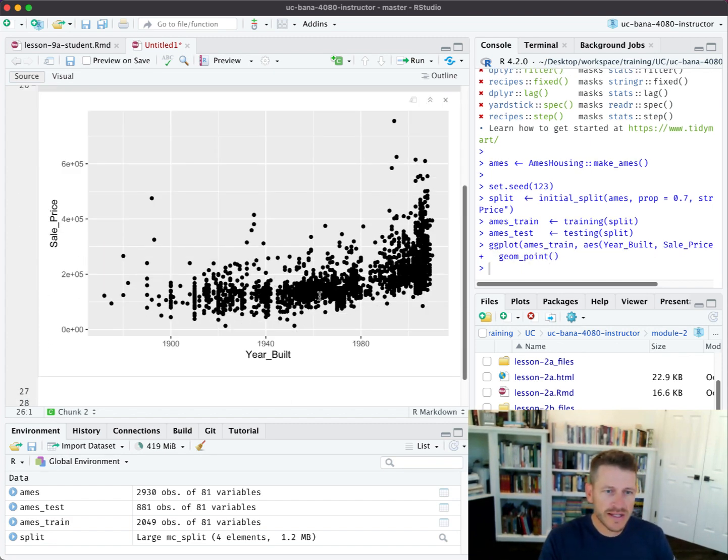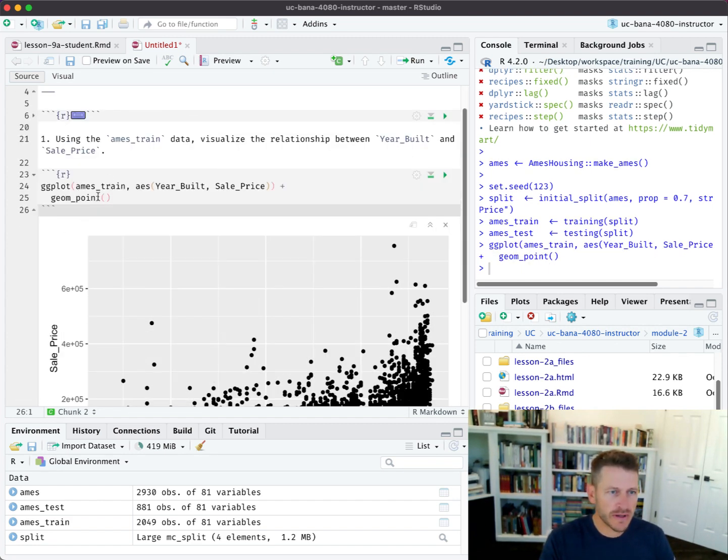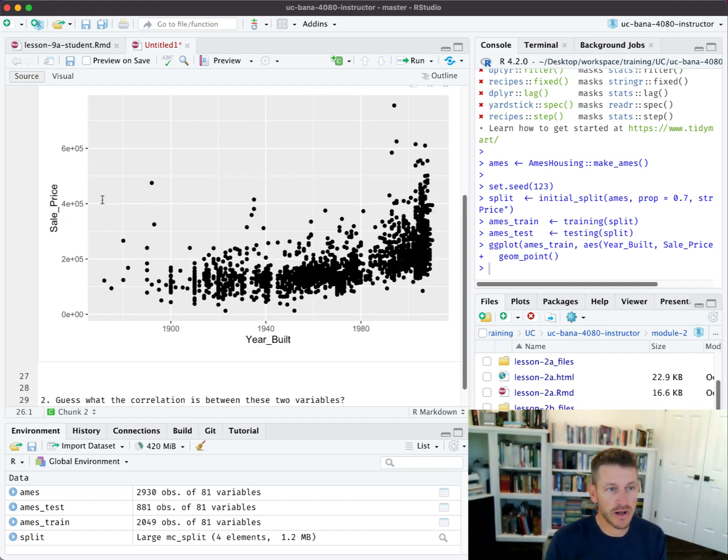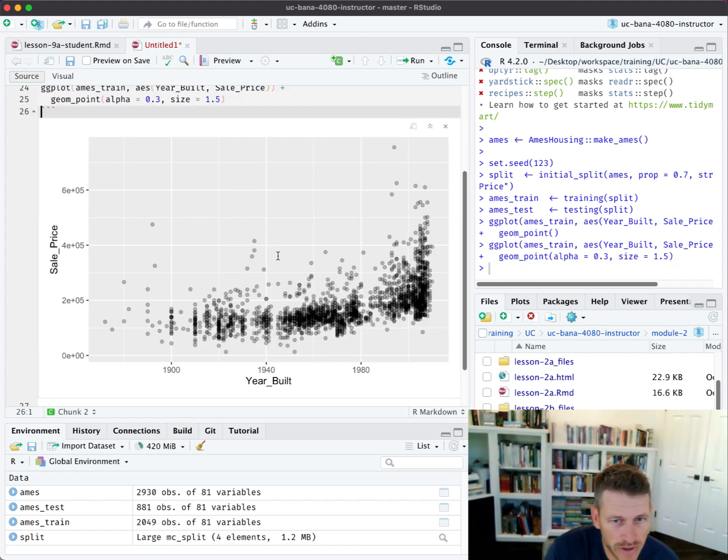And so we can see we have this relationship here. Let's go ahead and make some minor modifications just to make it easier to see. We have a bunch of grouping of points, and let's go ahead and make them a little bit smaller. There we go. All right, so we can see basically the year built of our data ranges from in the 1800s up to this is early 2000s, I believe.